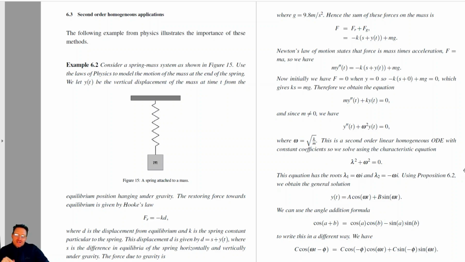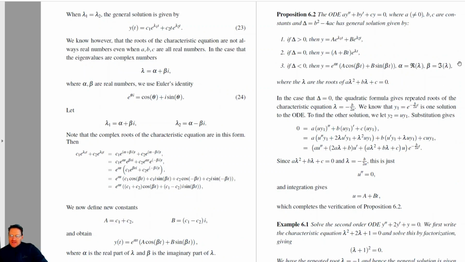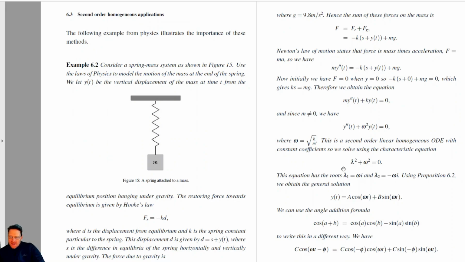Okay, and so solving this is easy. We take the omega squared over to the right-hand side, take square roots, and so we get lambda is equal to plus or minus omega i, again where i is the square root of minus 1. So using proposition 6.2, where we've set all the cases out, we have the general solution. Now in our case, alpha is equal to 0. We don't have any real part. We just have an imaginary part, beta. So it's a little bit easier here. Okay, so beta is omega. So we have roots lambda 1 is omega i, and lambda 2 is minus omega i.